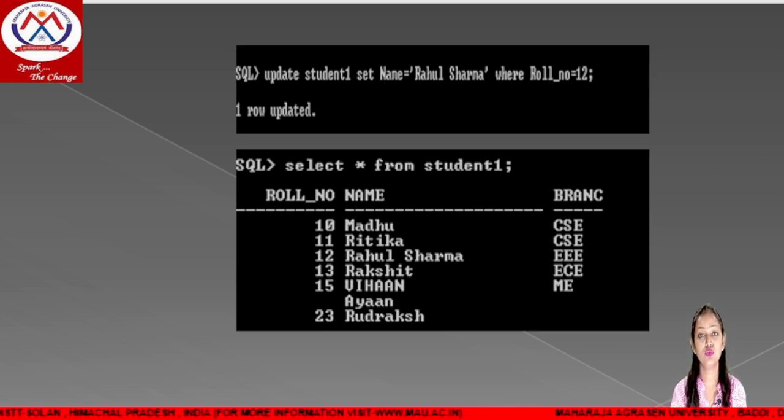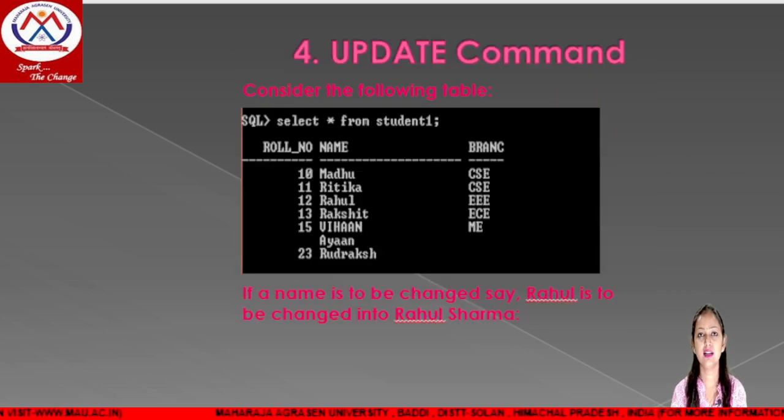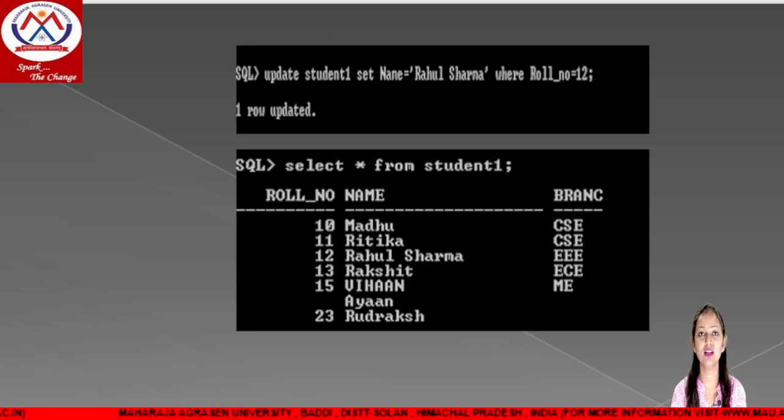Now we want to check whether it has actually been updated or not. Then what do we need to do? The answer is simple. We need to display the table. Select star from student1, right? Now you can see here, earlier it was roll number 12, the entry was Rahul from the EEE department. Now it has changed to Rahul Sharma from the EEE department.